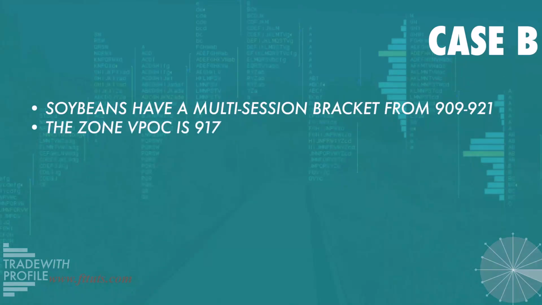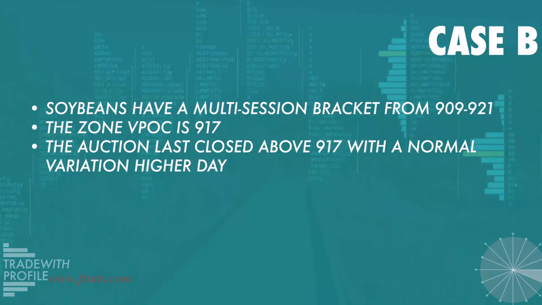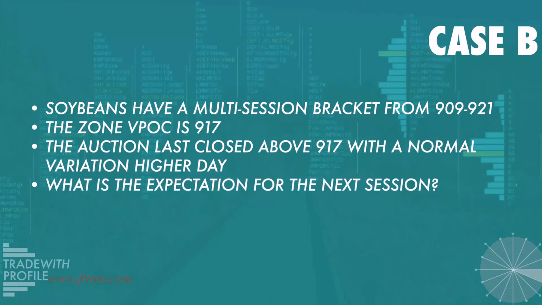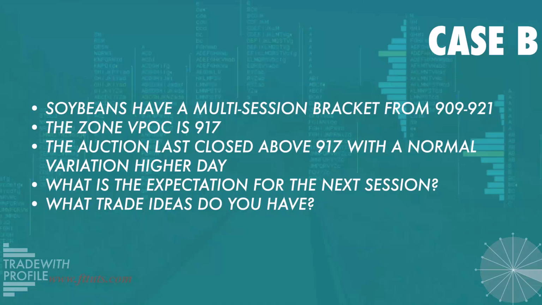In this case, soybeans have a multi-session bracket from 909 to 921. The zone point of control is 917. The auction last closed above 917 with a normal variation higher day. What's the expectation for the next session? And what trade ideas do I have?